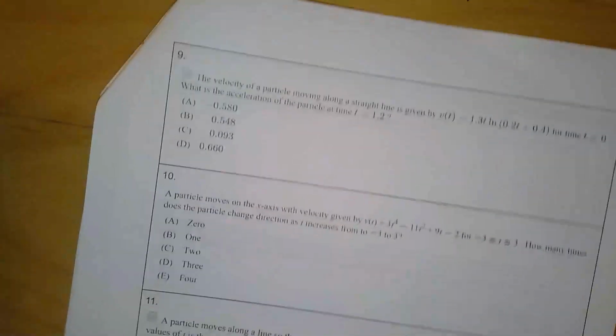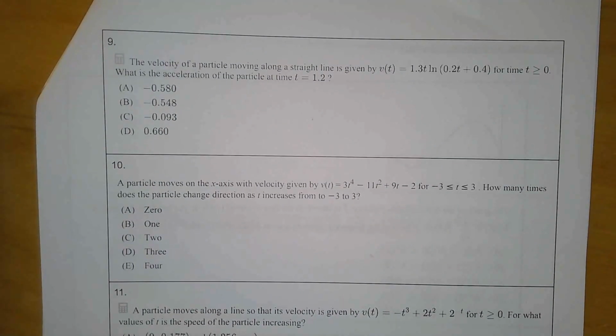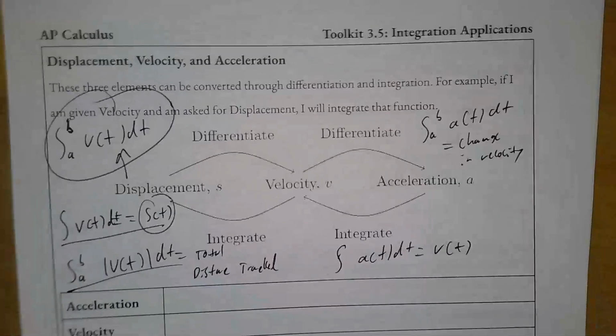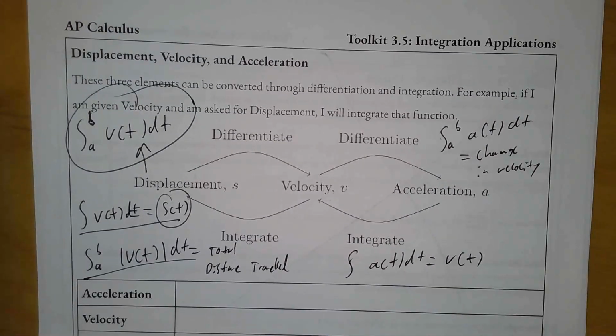Okay, 3 more left in the calculator portion. Multiple choice. The velocity of a particle moving along a straight line is given by v of t equals 1.3t ln 0.2t plus 0.4. What is the acceleration at t equals 1.2? All right, this is a nice one. This is a gimme on the test.